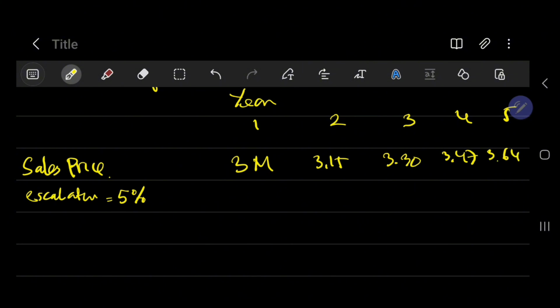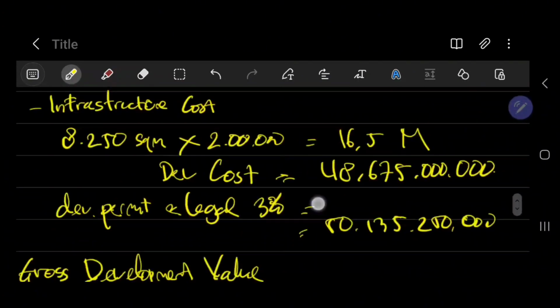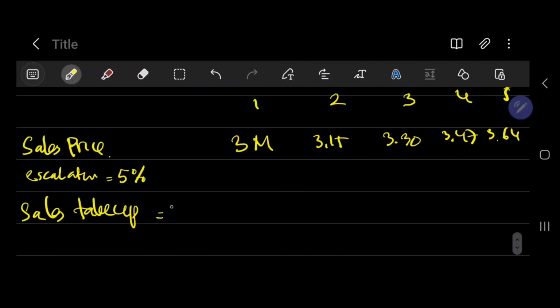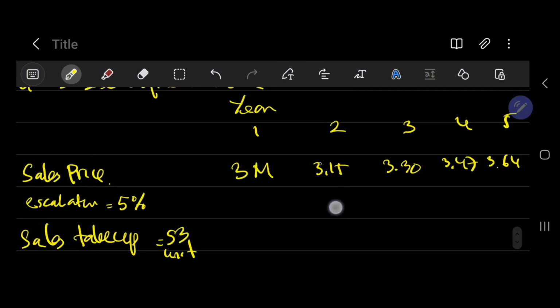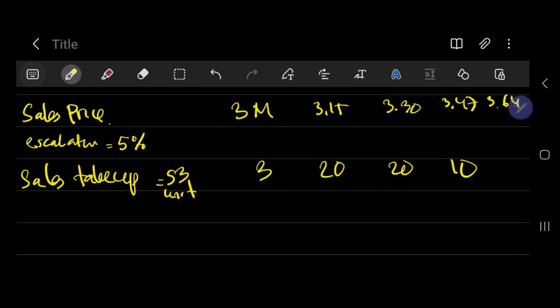Now we talk about the sales take up. So in year one, they are starting to develop. They have a permitting process. So from the 53 units, probably only 3 units sold, and year two 20, year three 20, and the last year is 10. So we use only a 4 years assumption. So all the houses are absorbed in the market.